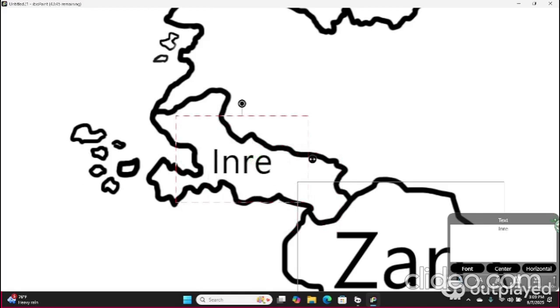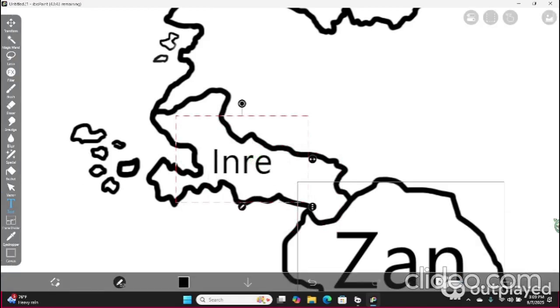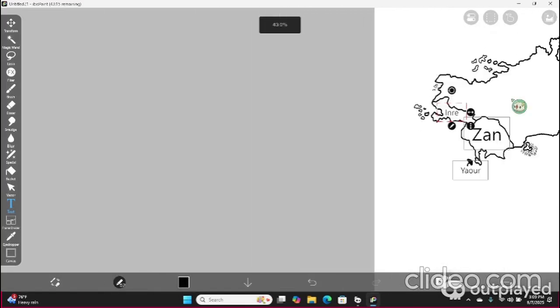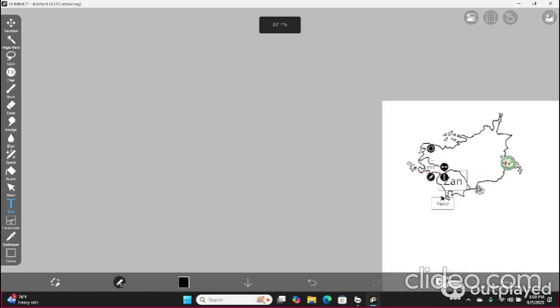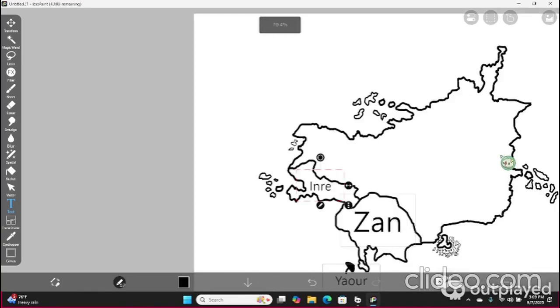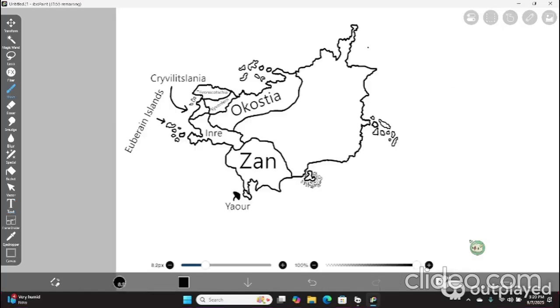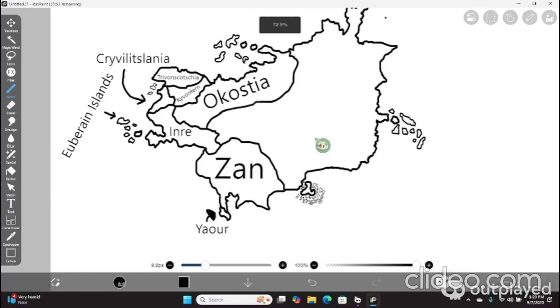Let's get that there. Looking good. So, as we continue with this, I'm going to be drawing out borders for our countries while you can sit back and relax. Let's get a time lapse of this. Okay, I'm done with the countries that I have planned so far.